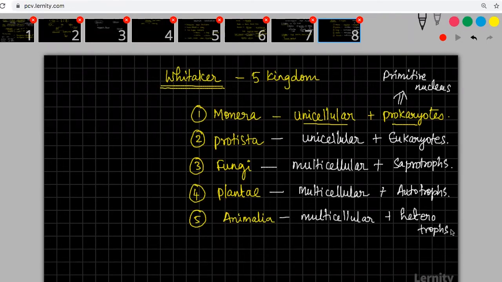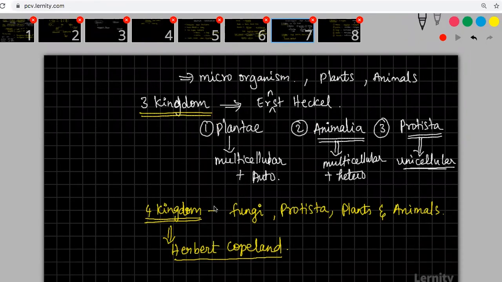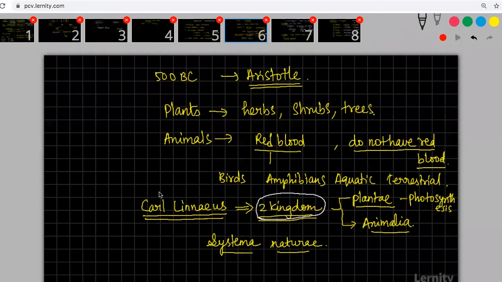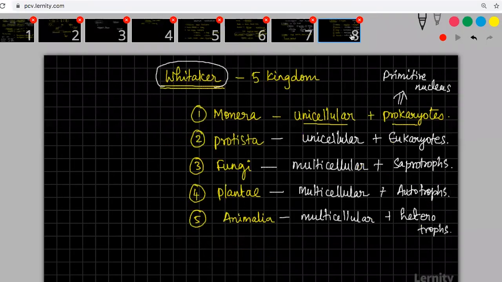No, scientist name is not required. I mean, in your textbook, Whitaker's name will be given. Whereas this Ernst Haeckel name and Herbert Copeland name is not given. That is just an extra point. Carl Linnaeus name will be given. So this name would be given. Aristotle's name would be given, and they would have given this Whitaker's name.